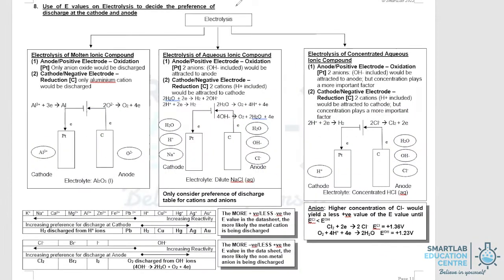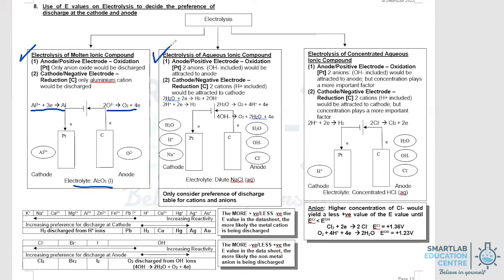Let's now take a look at how E values affect electrolysis. There are three forms of electrolysis. We can have electrolysis of molten ionic compound, which will be straightforward because if, for example, we were to electrolyze aluminum oxide, or bauxite as it is also called, then at the cathode, we will have Al3+ reducing to aluminum and oxide oxidizing to oxygen at the anode.